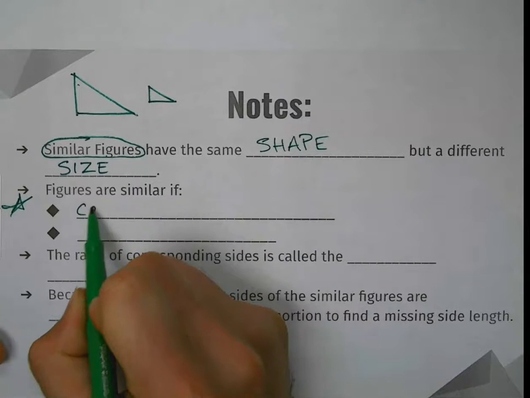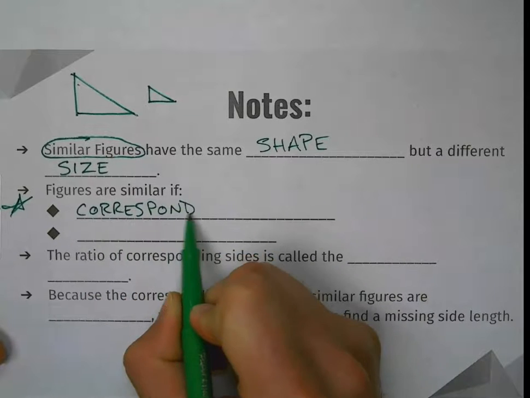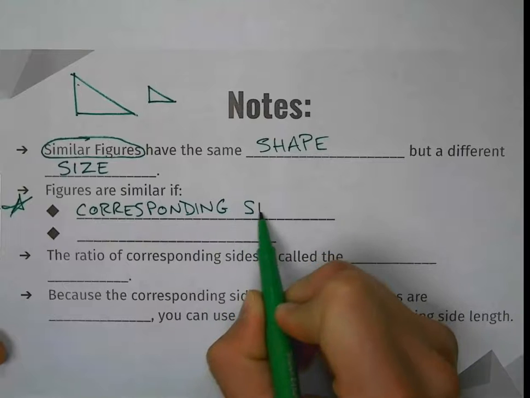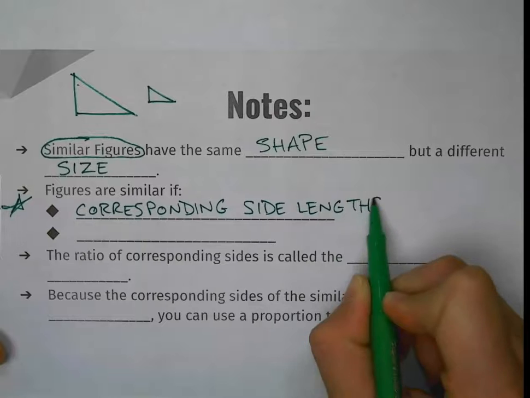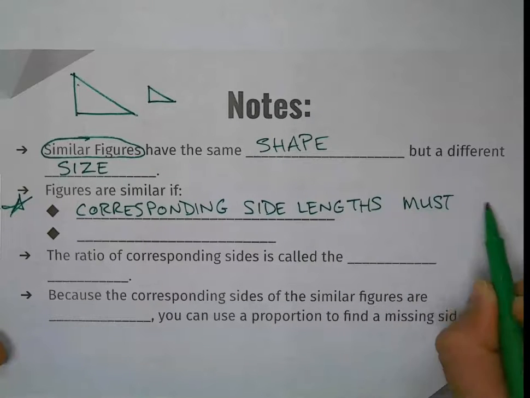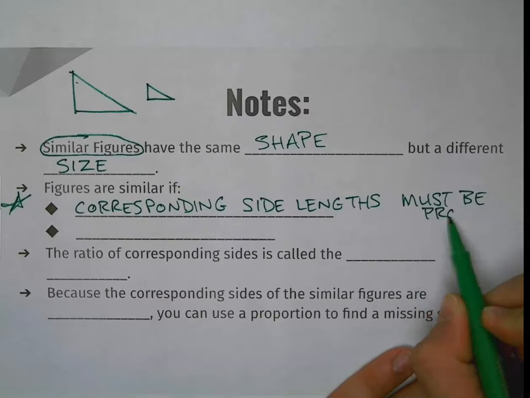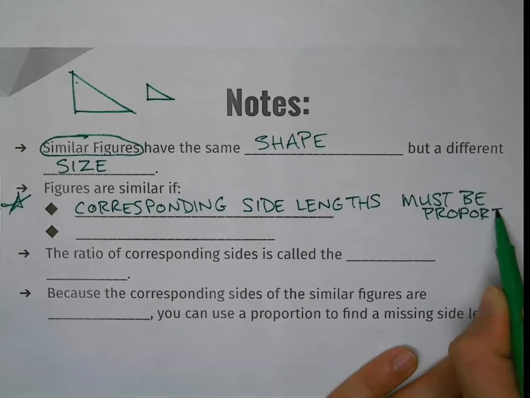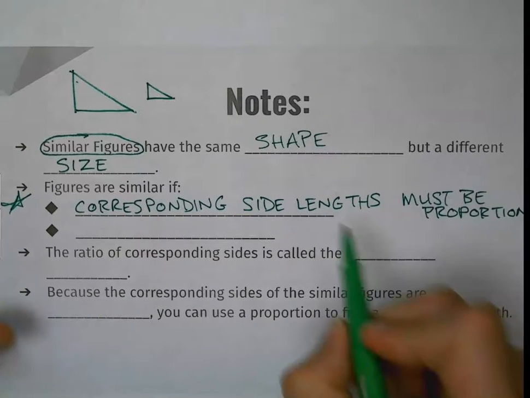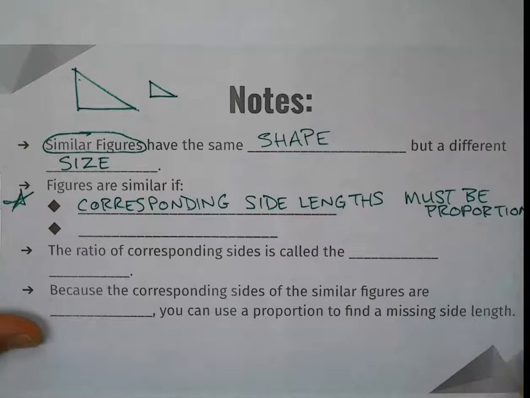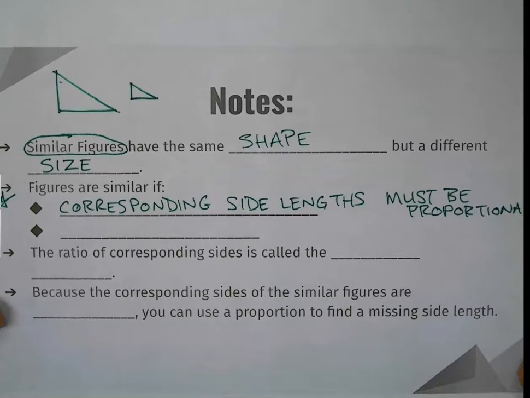First, the corresponding side lengths must be, should have made a bigger blank, proportional. Yes, we are still talking about proportions. Okay. Side lengths, you know what that means. Proportional, you know what that means. But corresponding, that may be a word that you haven't used in a while.